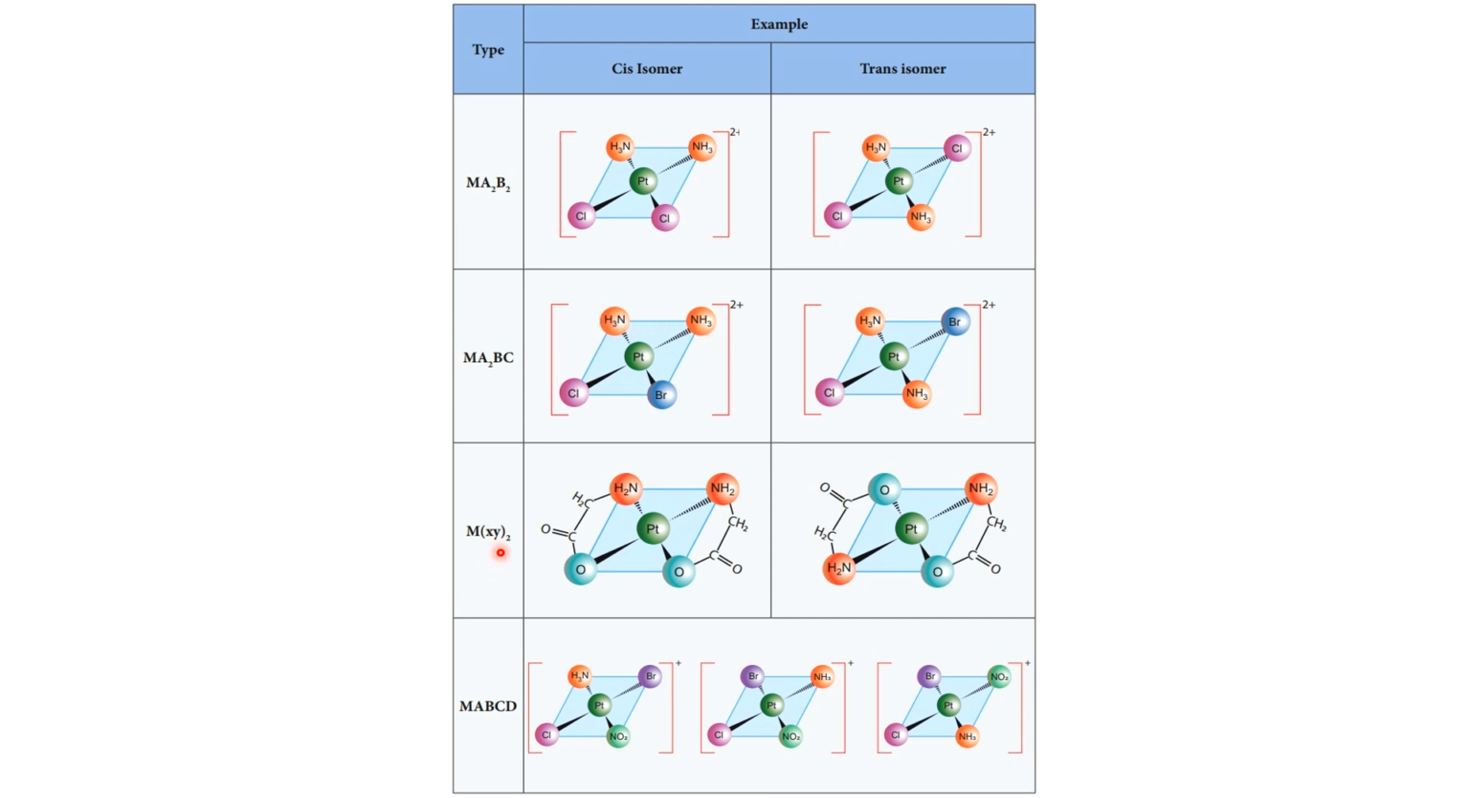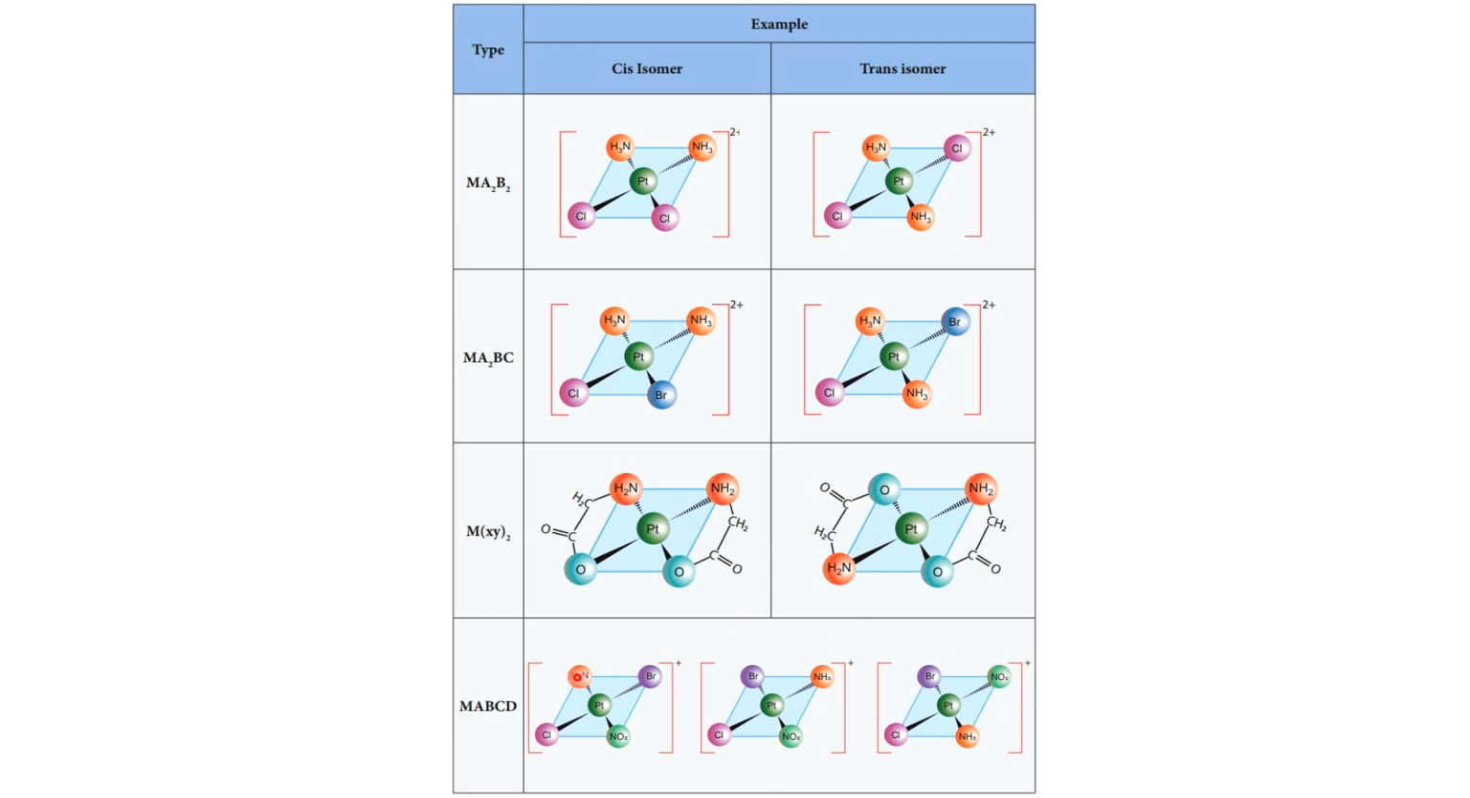If a bidentate ligand is there with two different donor atoms, like this one, then in this case cis and trans are again possible. When this donor site and the same donor site are in the cis position, the complex will be called cis. But when this donor site and the same donor site are opposite in position, then it will be called trans. Similarly, MABCD, when all four ligands are different, will also show geometrical isomerism.